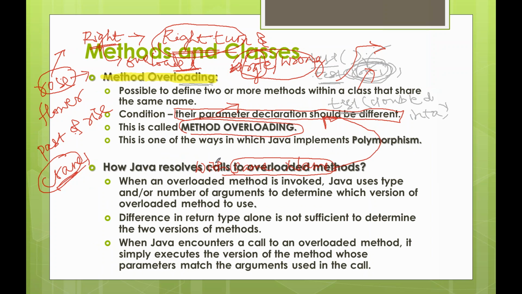Polymorphism is what? You use the same thing to represent the same concept in different ways. To represent the same concept in different ways is nothing but polymorphism. Say, for example, you take a bottle. You can pour water inside the bottle. You can pour milk. You can pour Coke, whatever it is.